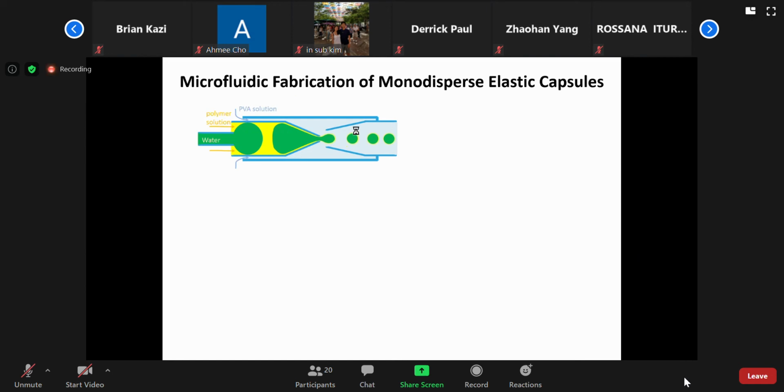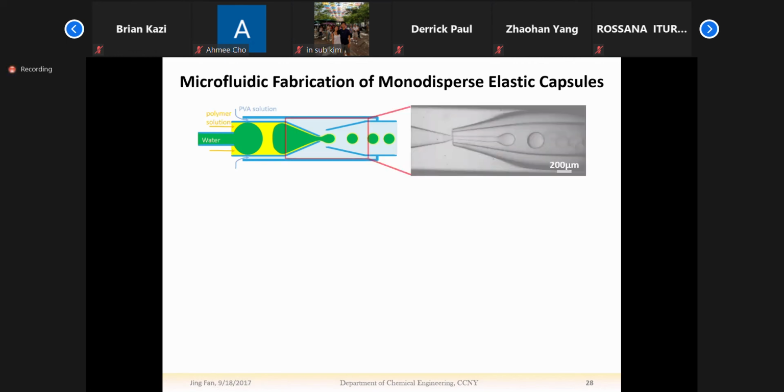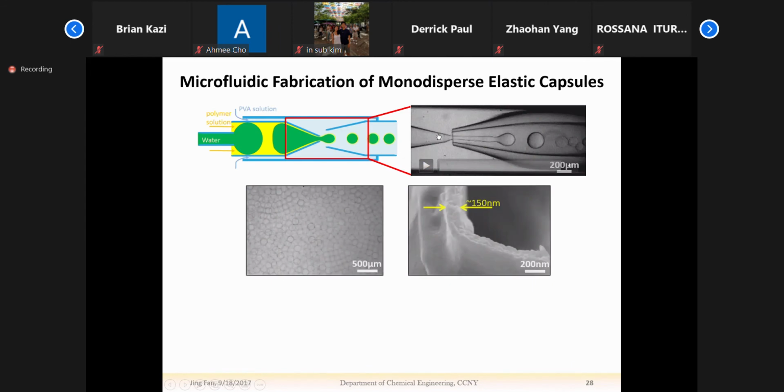By using this device, we can have the emulsion droplets have a very, very thin oil layer, the yellow layer, very thin. How thin? Less than 1 micron. In the liquid form, the thickness of the yellow oil can be less than 1 micron thickness.